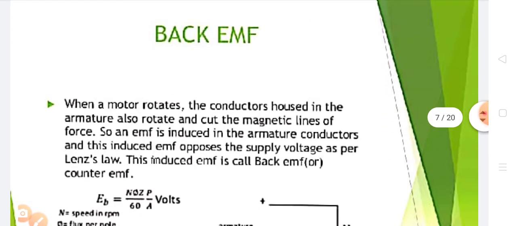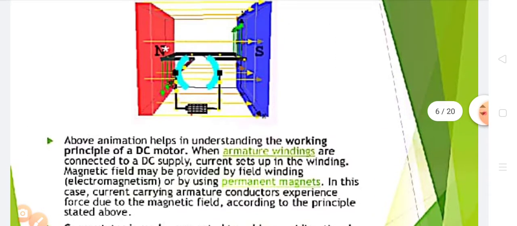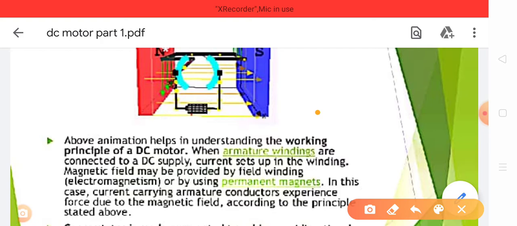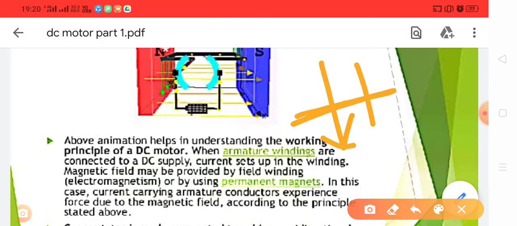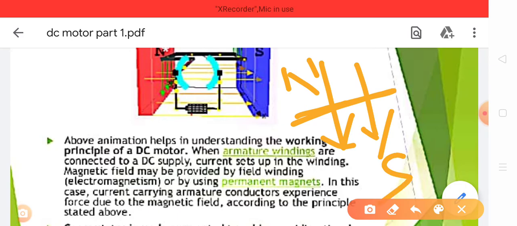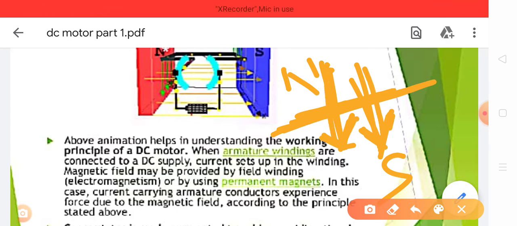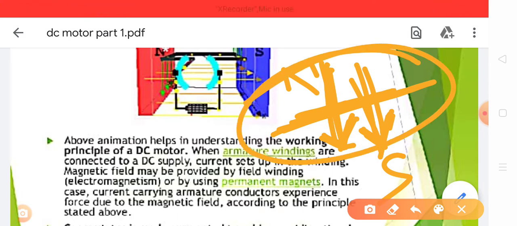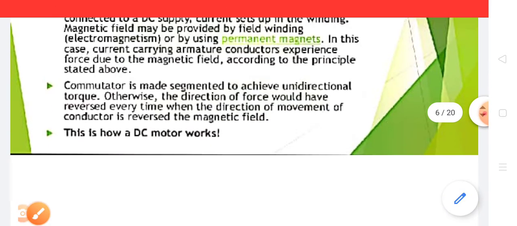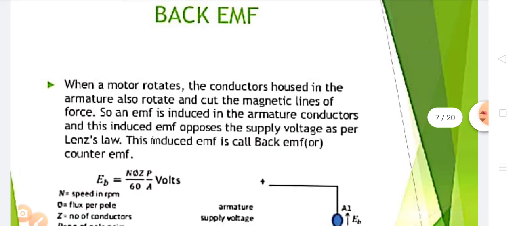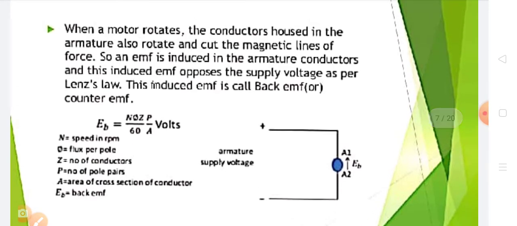Next, in this diagram one conductor is there, and there will be some flux lines passing from north to south. If the conductor cuts the flux, you already know that whenever a conductor cuts the magnetic flux, it produces EMF. So there is a possibility of some EMF being produced in the coil. Why? Because here also the conductor is there and the flux lines are there. So there is a possibility of production of EMF. This is nothing but the back EMF in the DC motor. In the DC generator, we call it induced EMF.